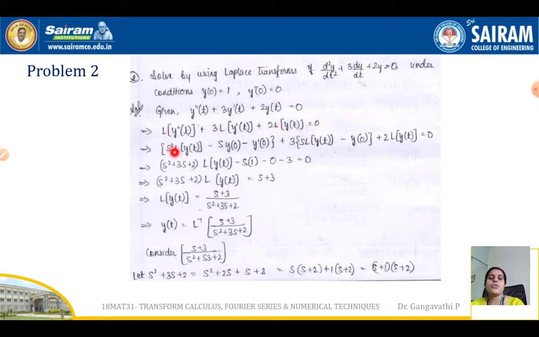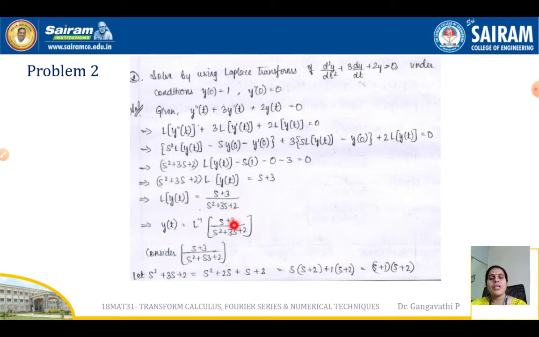Make a substitution. For y double dash, Laplace transform of which will be s square L of y of t minus s y of 0 minus y dash of 0, plus for y dash of t, 3 is a common term, write it outside, s into L y of t minus y of 0, plus 2 Laplace transform of y of t is equal to 0. And now let us group the terms, all L of y of t terms on one side and remaining towards the other side. So this is the expression we get. Further simplifying, L of y of t is equal to s plus 3 by s square plus 3s plus 2. So now this is where the differential equation has been converted to an algebraic equation.